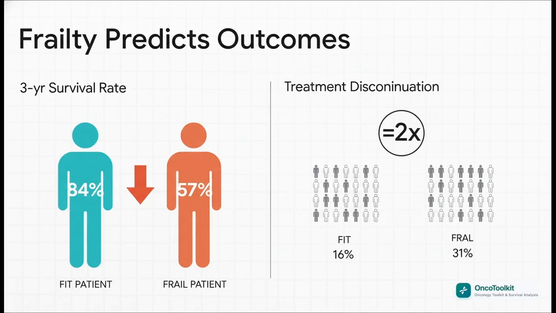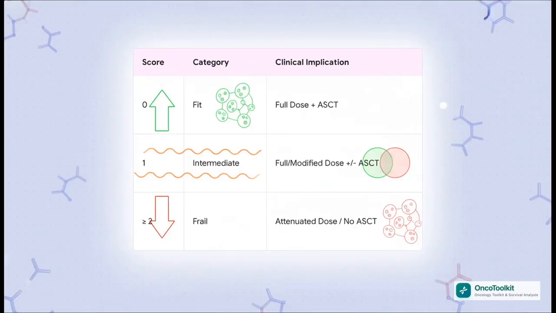And maybe even more importantly, look at treatment discontinuation. It nearly doubles from 16% to 31%. The data shows that performance status and frailty are far more predictive than age alone. We simply cannot ignore this. And here's the payoff. The score gives us clear, actionable clinical pathways. A score of 0 means the patient is fit, eligible for full-dose therapy and a transplant. But a score of 2 or more means they are frail. For them, we have to consider attenuated or light regimens to avoid causing unnecessary harm.